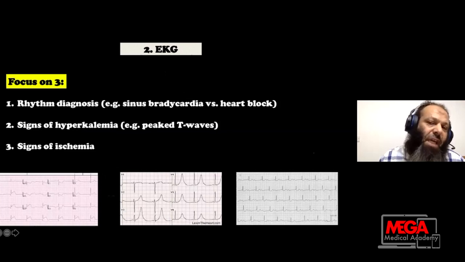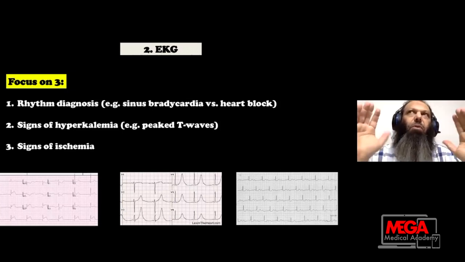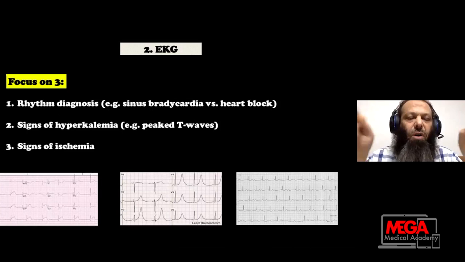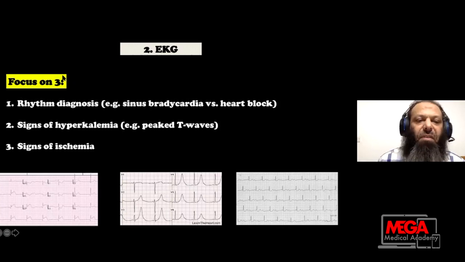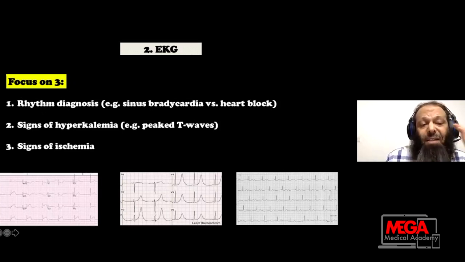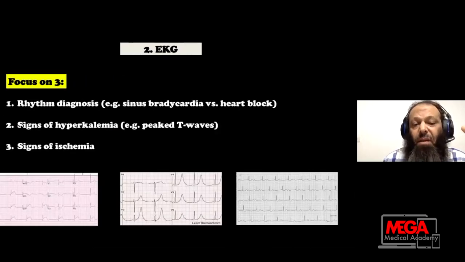Now you have to look at the EKG after you finish the exam. When you look at the EKG, I need you to focus on three things. Please remember, when you have a bradycardic patient in your ICU or in the ER and you order a 12 lead ECG, focus on the following three. Number one, you have to identify the rhythm appropriately. Is it sinus bradycardia? Is it junctional bradycardia? Or is it a heart block? So rhythm diagnosis is mandatory in your assessment, and you have to be familiar with rhythm identification.